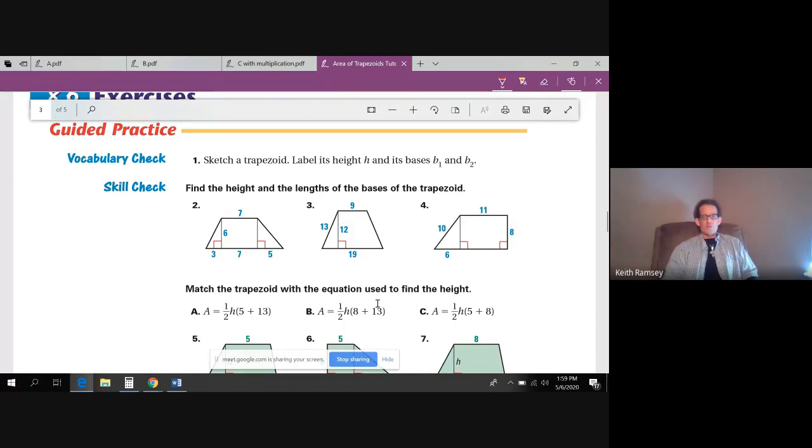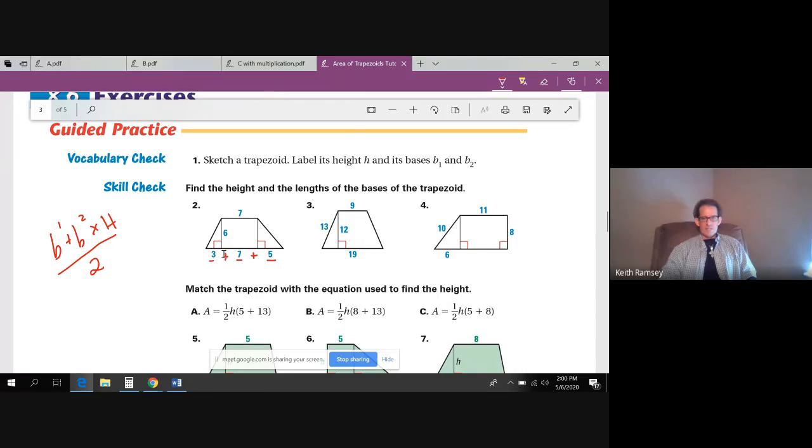But this first one, if we apply that algorithm, it's base 1 plus base 2 times the height divided by 2. Some teachers say to multiply it by 1/2, but that's the same as dividing by 2. So one of the things you have to be careful with is on the bottom of your trapezoid if they have more than one measurement. So for this one, you've got a 3, a 7, and a 5. So you have to add all of those together just to get base 1.